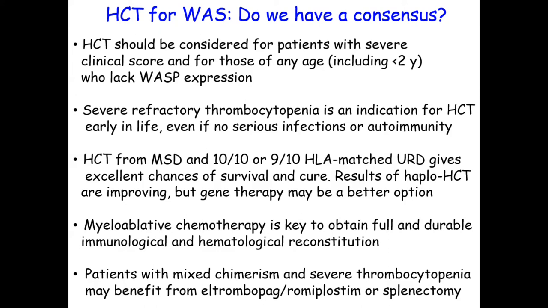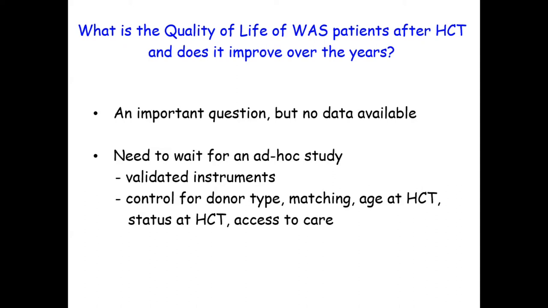You need to use very robust chemotherapy, and patients with mixed chimerism and severe thrombocytopenia may benefit from splenectomy, may benefit also from this other drug, romiplostim, and there is now a trial open with eltrombopag, which is another agent which can be given orally. And so it would be interesting to see what the outcome of that would be.